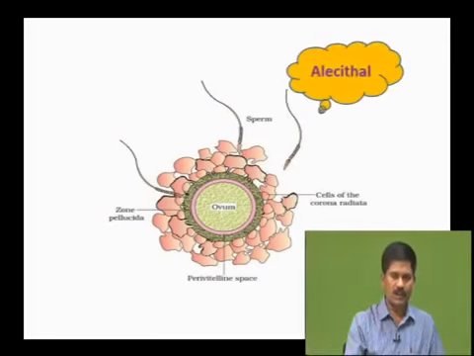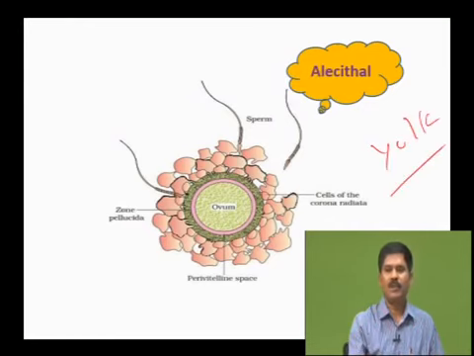It is called alecithal because it is free from yolk. You know that yolk is a reserve food material that provides nutrition for the developing embryo, as we see in the case of bird's eggs. Since in the human egg the development is internal, the developing fetus gets its nutrition directly from the mother through the placenta.